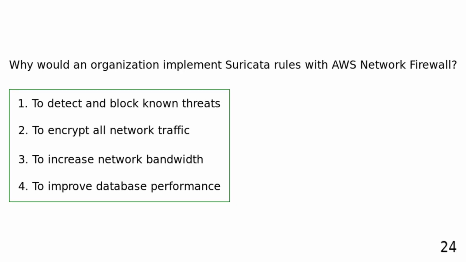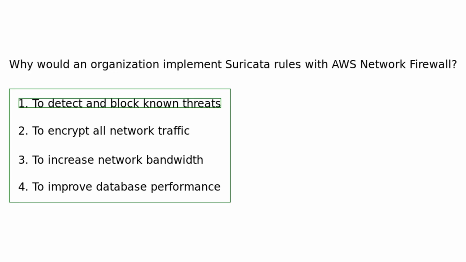Why would an organization implement Suricata rules with AWS Network Firewall? To detect and block known threats. To encrypt all network traffic. To increase network bandwidth. To improve database performance. Implementing Suricata rules with AWS Network Firewall allows for detection and blocking of known threats, enhancing network security measures.